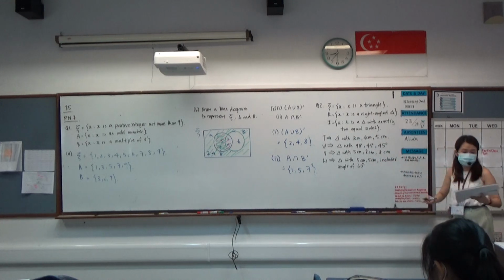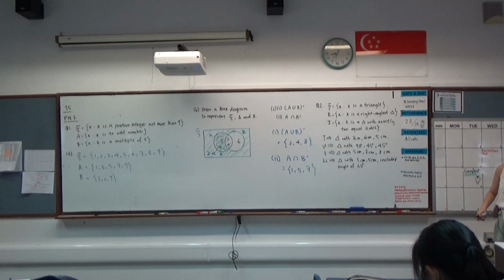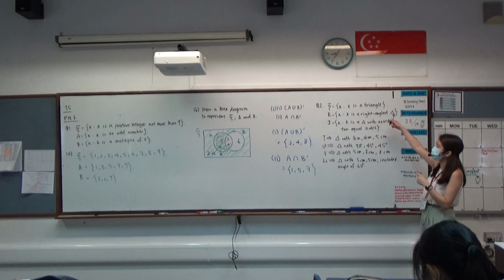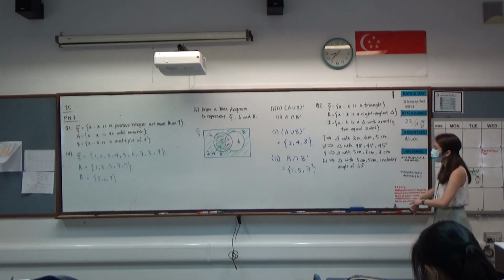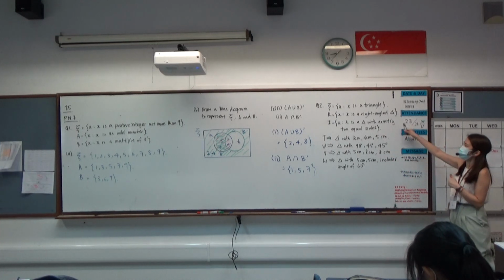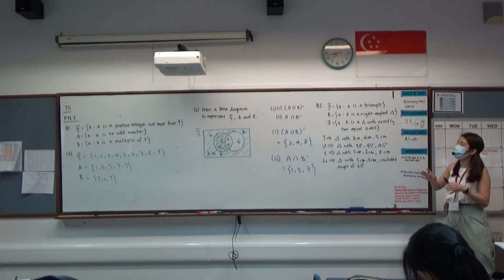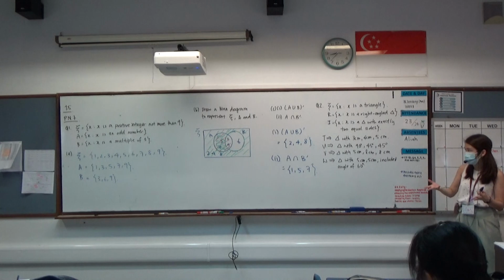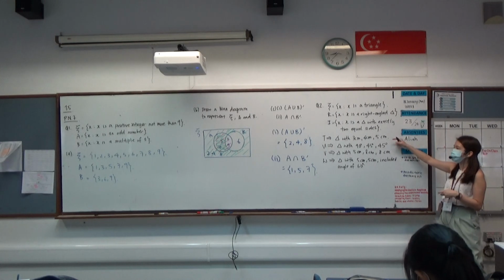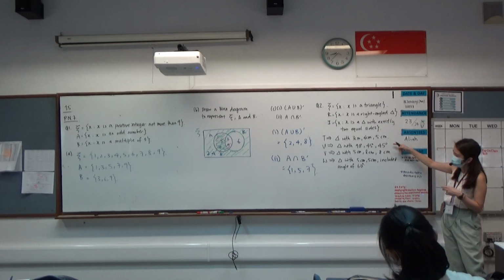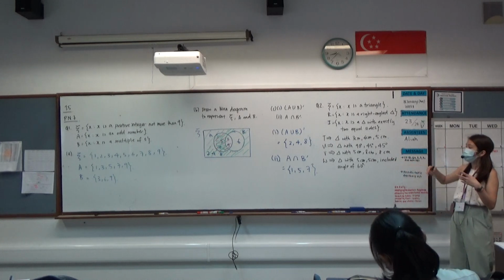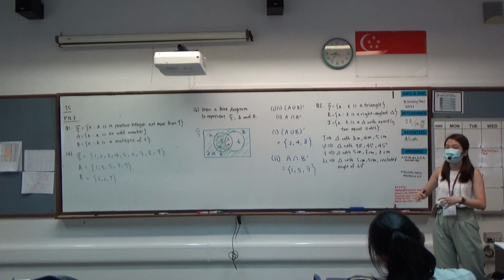Okay, so next we look at question 2, where we are looking at the universal set of all triangles that are possible. R is the set of right angle triangles only. I is the set where it is a triangle with exactly 2 equal sides. And then T, U, V, and W, they are triangles with different kinds of dimensions.